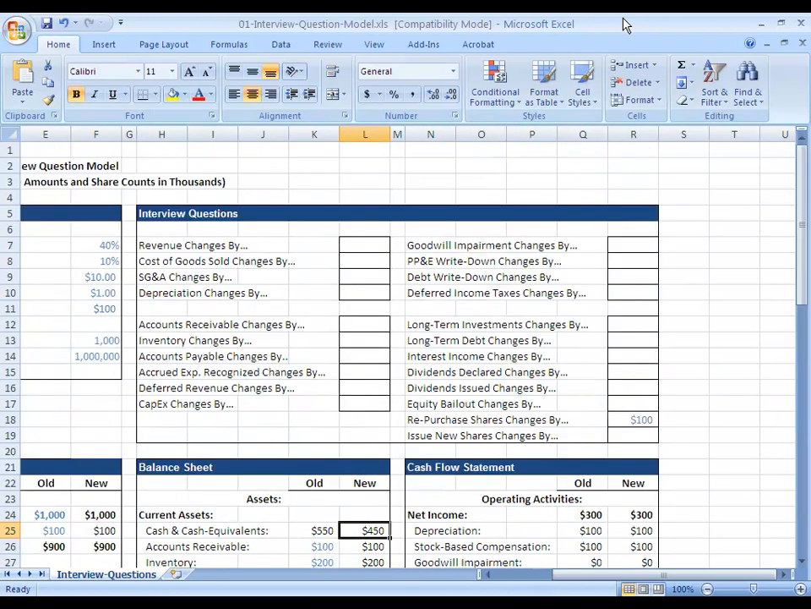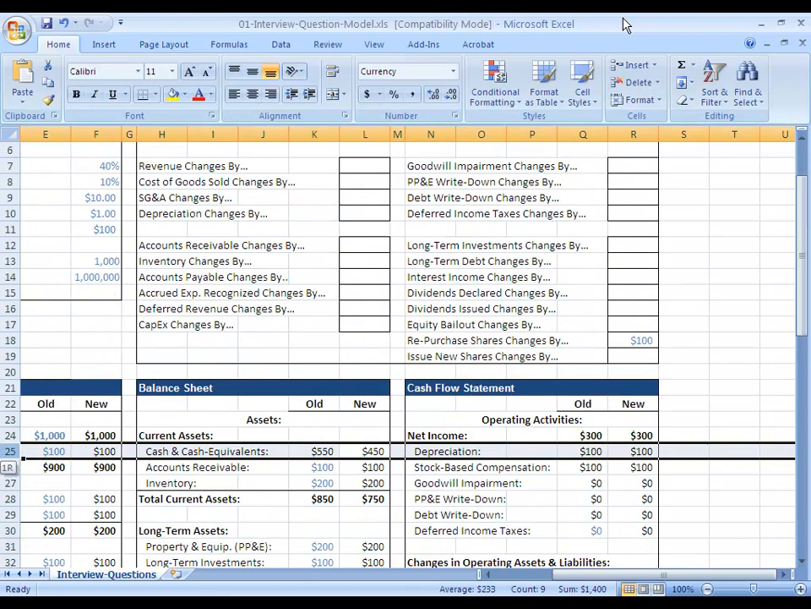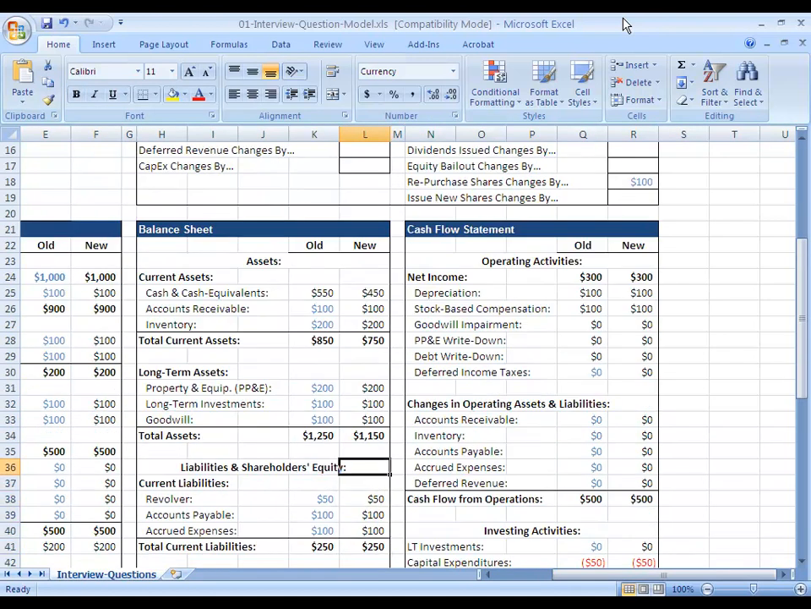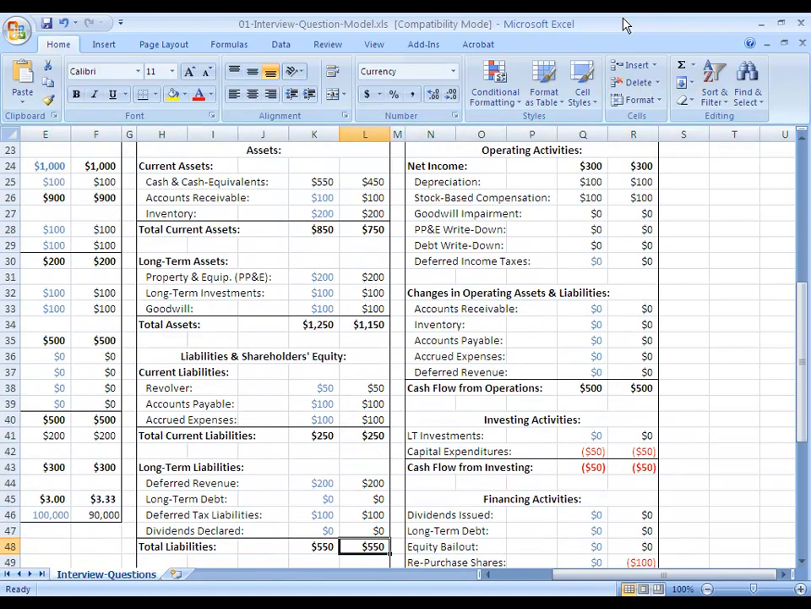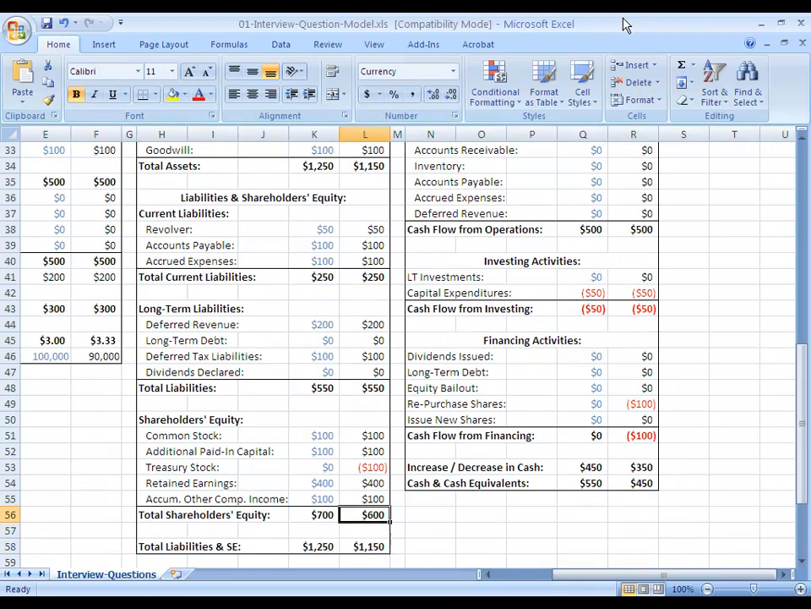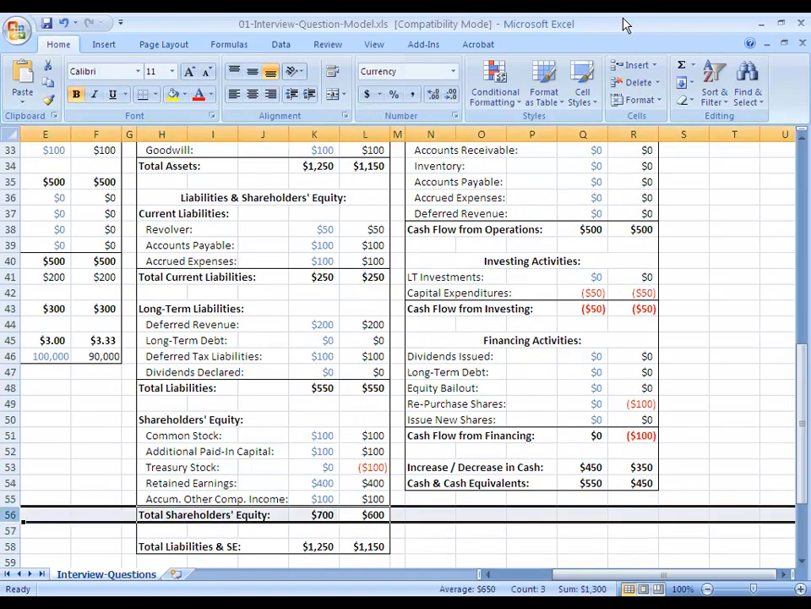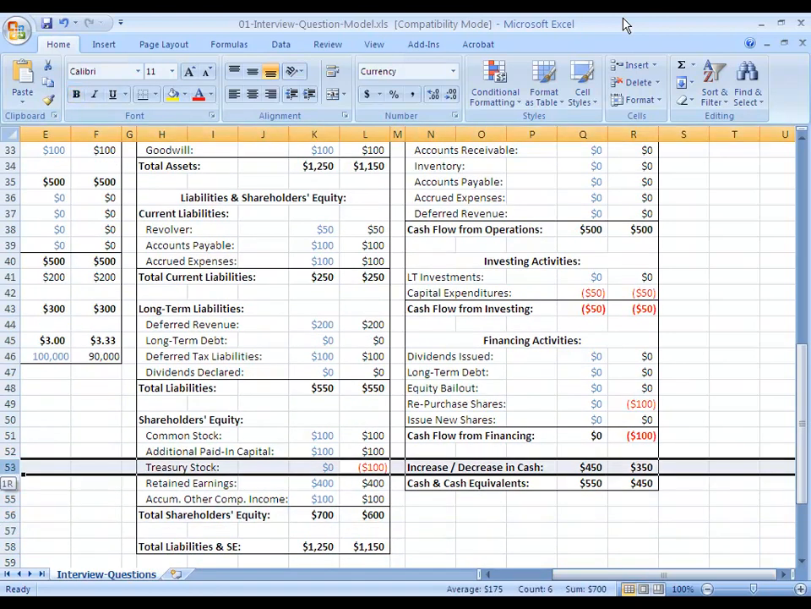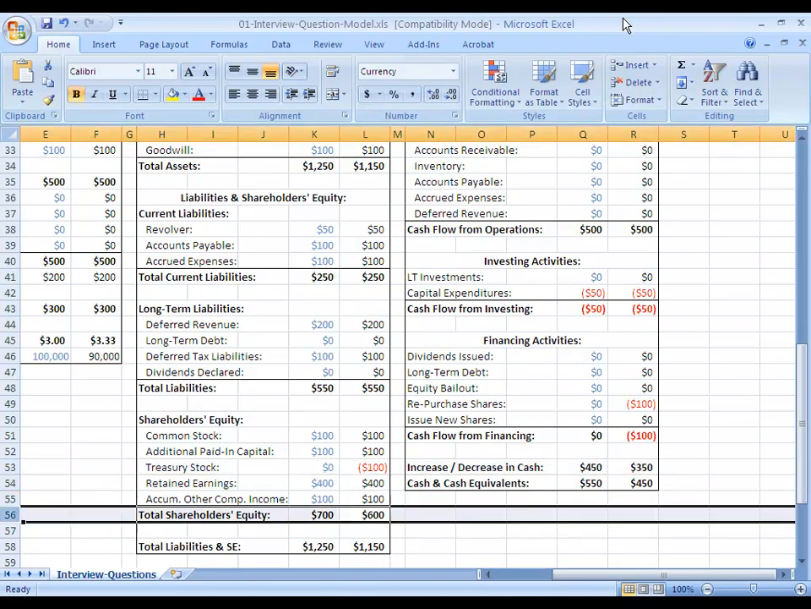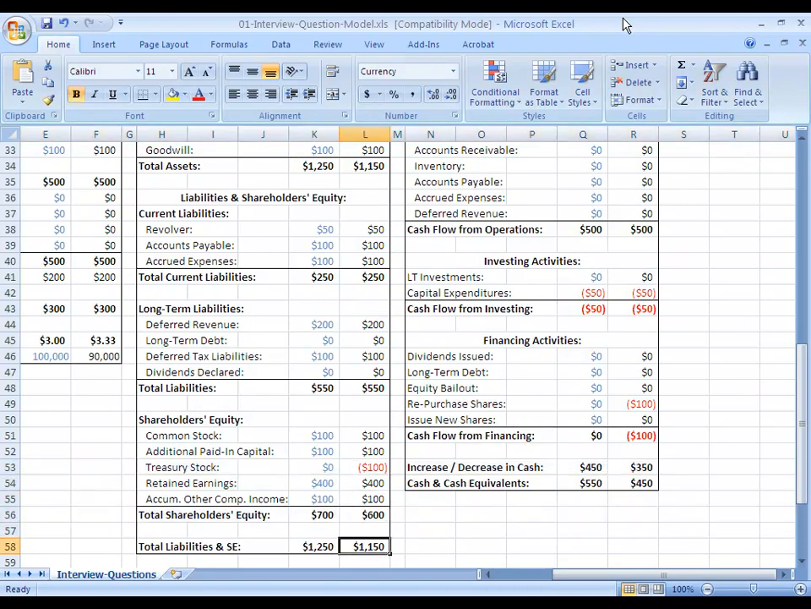And then on the balance sheet, cash is down by 100. So total assets falls by 100. And then shareholders' equity also falls by 100. The technical treatment here is that treasury stock falls by 100, and so shareholders' equity falls by 100, so both sides are down by 100 and our balance sheet balances.